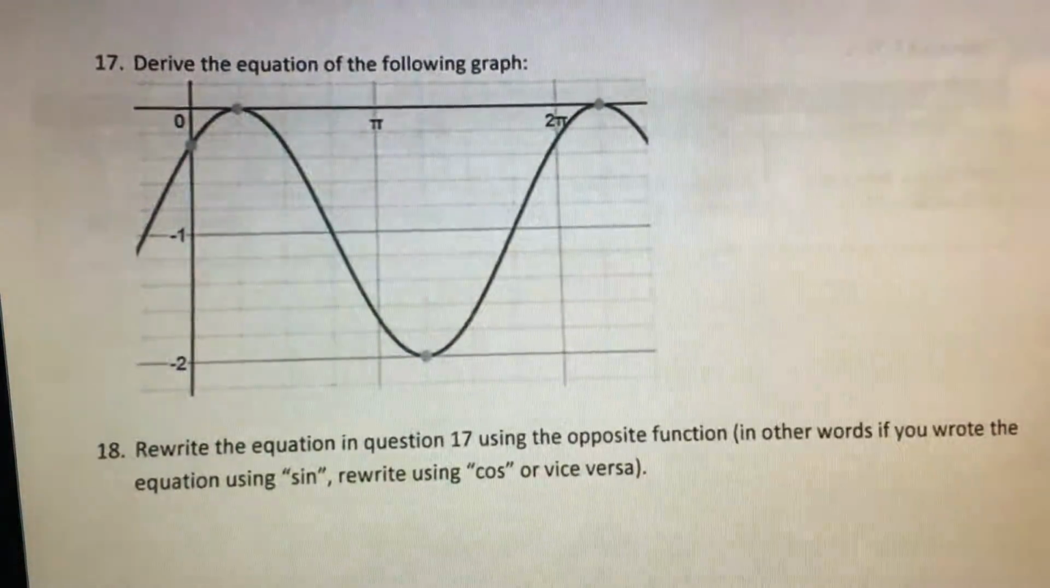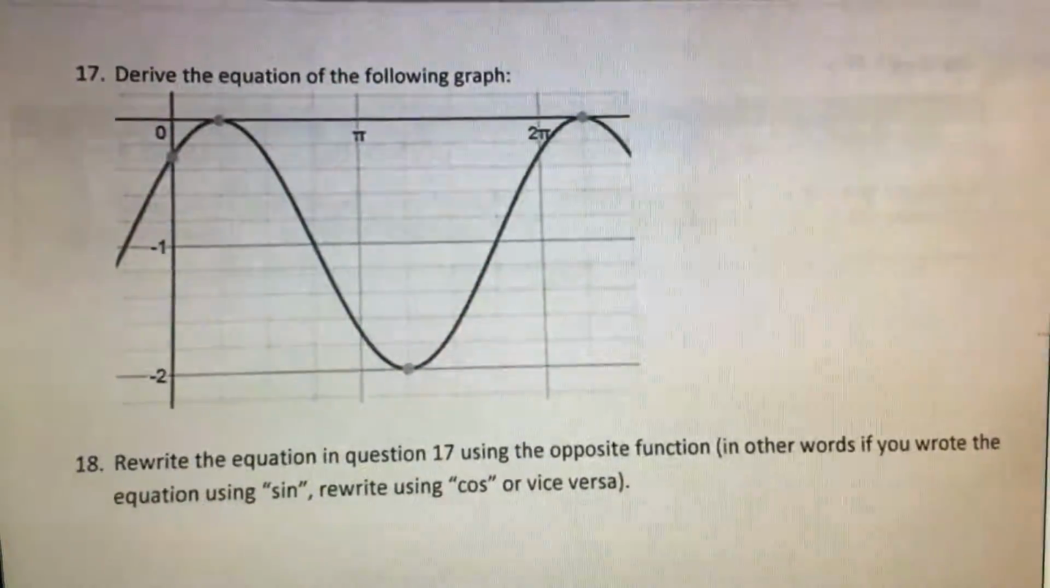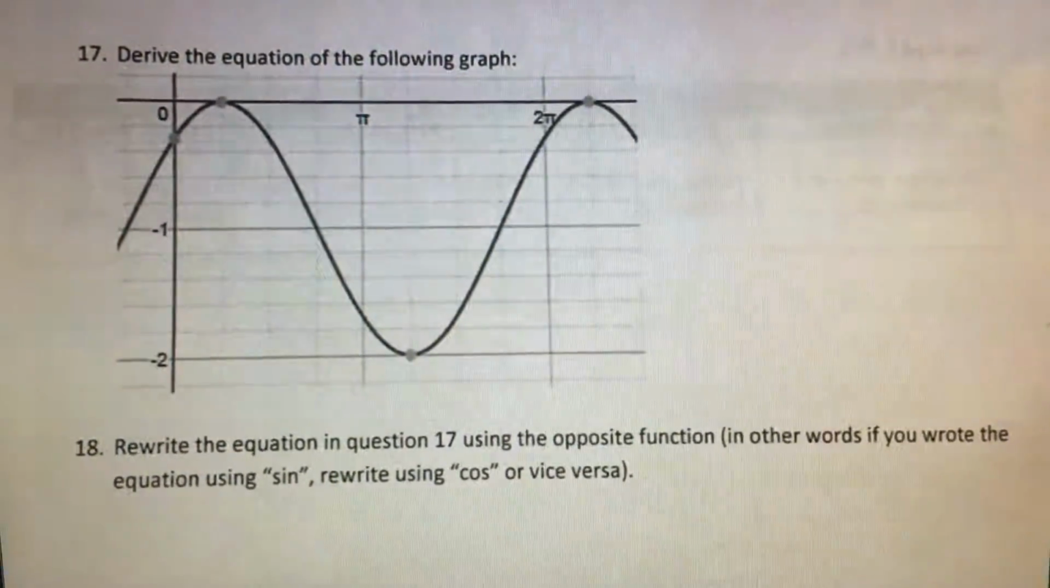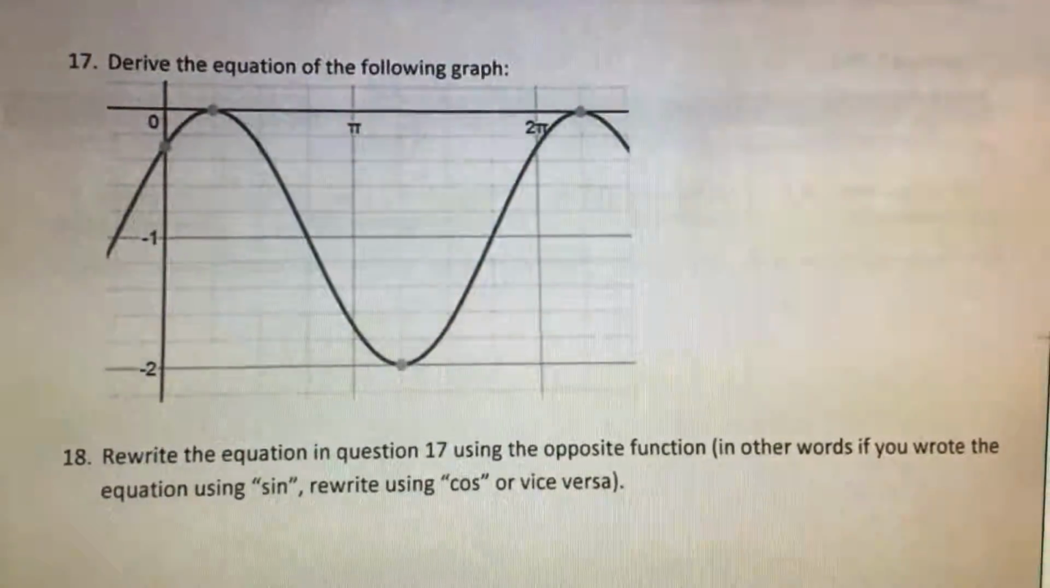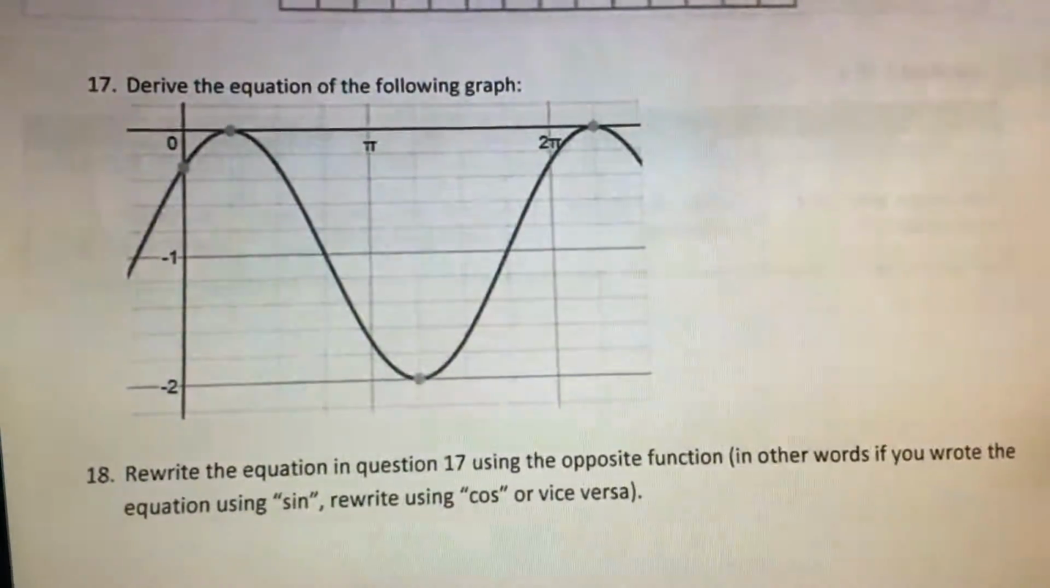Find the equation of the following graph, and then after we do that, we have to rewrite the equation using the opposite function. So if we started with sine, we're going to write it in terms of cosine or vice versa. So I'm going to start with sine. You could start with cosine as well. Either works.